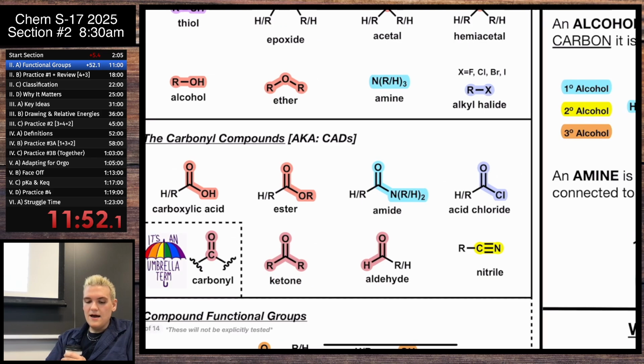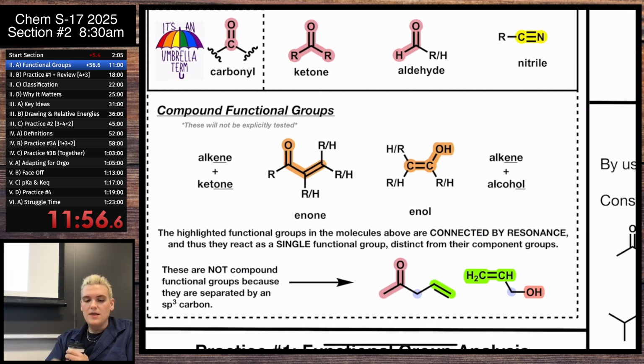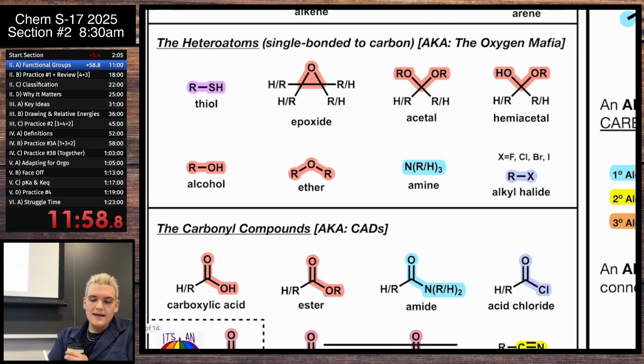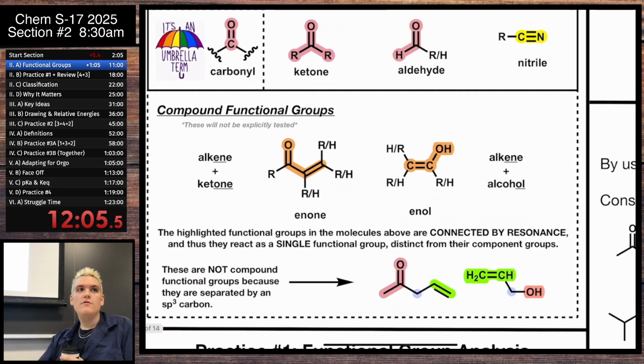So with that, I'm going to do one last note, which is compound functional groups. Remember we talked about two ethers coming together, and we call that an acetal. We can combine other functional groups here. So if you had a ketone and you had an alkene together, this is actually a functional group called an enone. Now you haven't seen this yet, but you are going to see it in lecture 3, which is why I wanted to preface it. And again, this thing has resonance, so it reacts as one group.